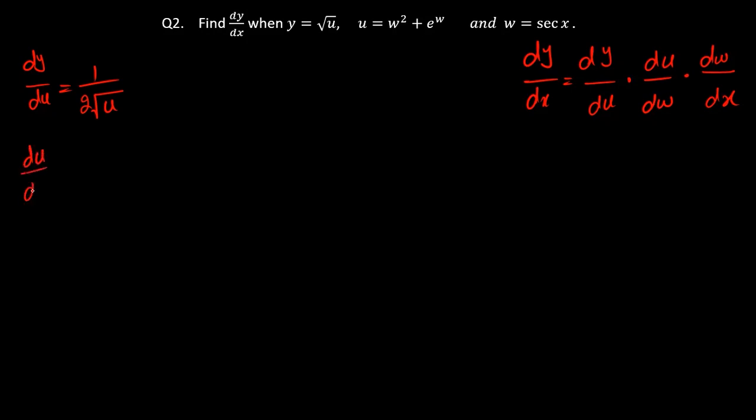And from here we can see that when we differentiate u with respect to w, it will give us 2w plus e power w. And now we will compute dw by dx, where w is secant x, and dw by dx will be secant x into tan x.